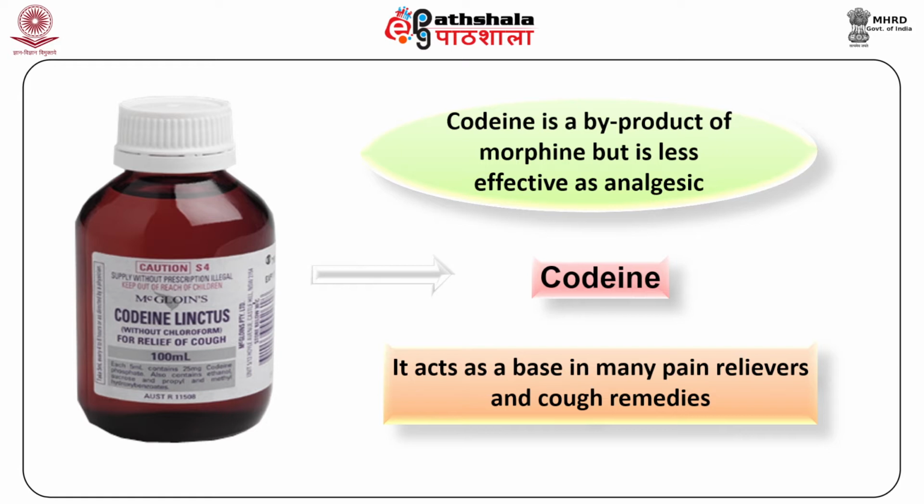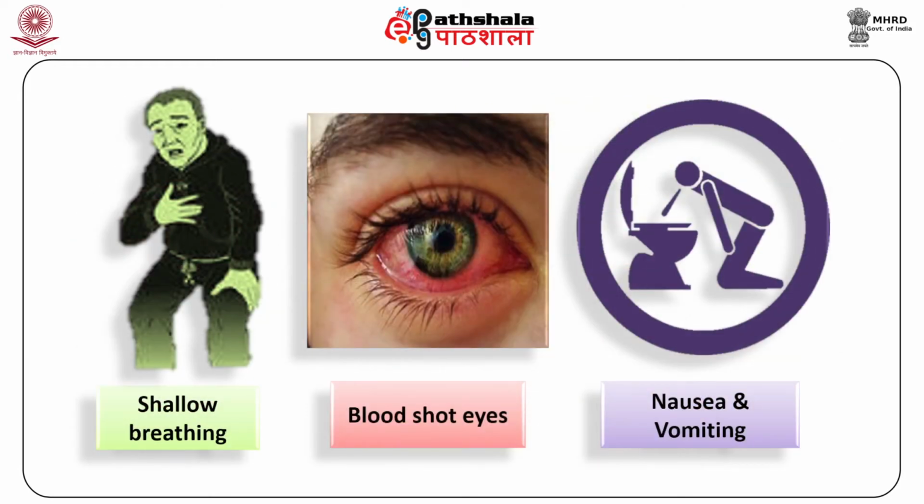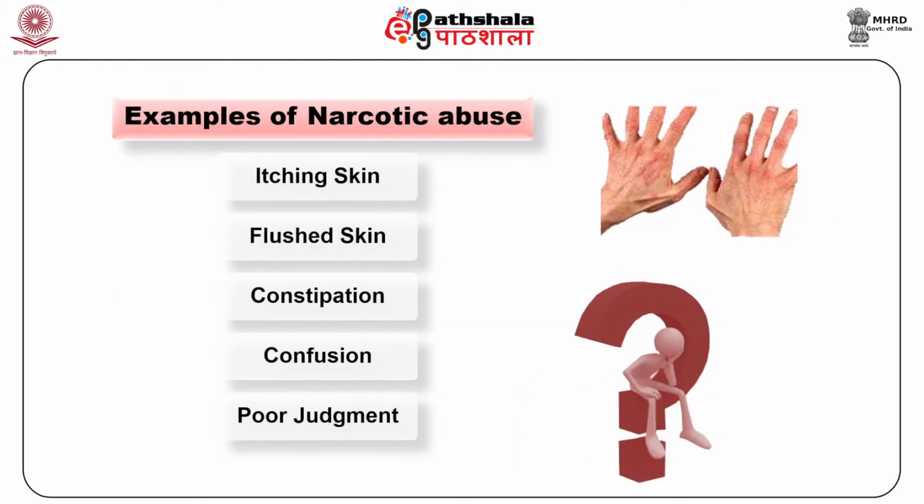Let us see the signs and symptoms of narcotics abuse. Firstly, there is respiratory depression, which is symptomized by shallow breathing. The user suffers from small pupils, bloodshot eyes, nausea, vomiting, itching skin, flushed skin, constipation, poor judgment power and confusion.